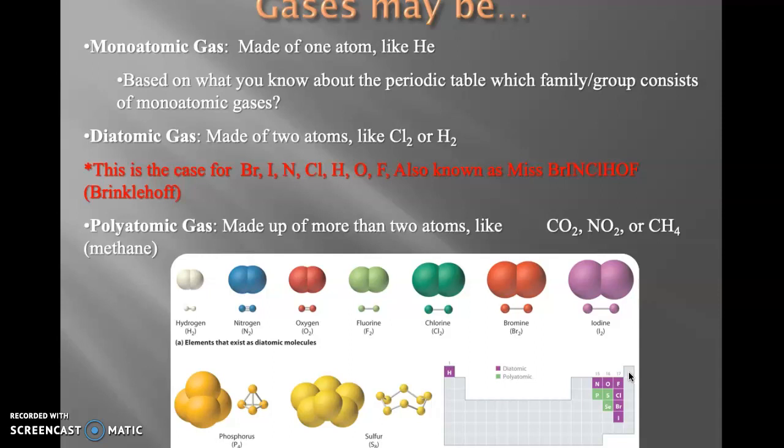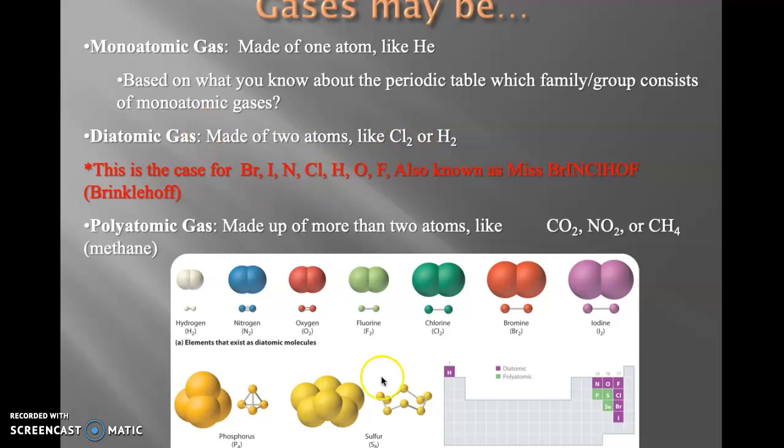Diatomic gases are made up of two atoms, and so there are certain types of gases like hydrogen, and then here chlorine, that must be attached to another one of themselves. So that's what that little 2 is right here. This 2 means there are two chlorines bonded to each other.